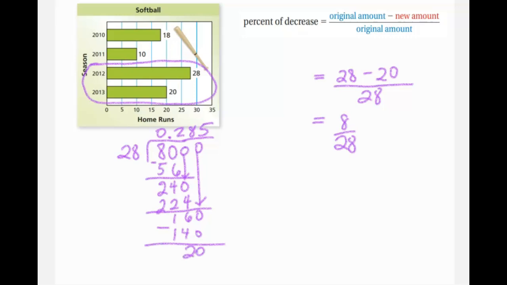So now 28, we bring down a 0. 28 goes into 200 about 7 times, so that should give us 196. And we have a remainder.